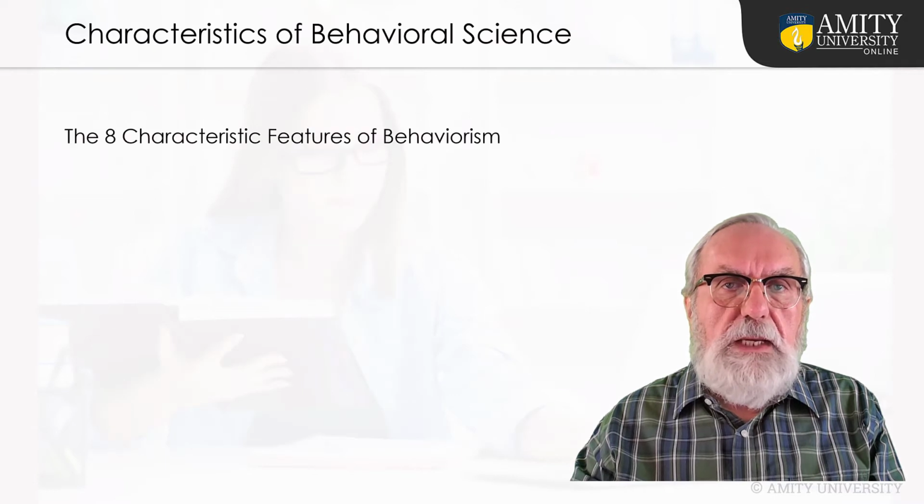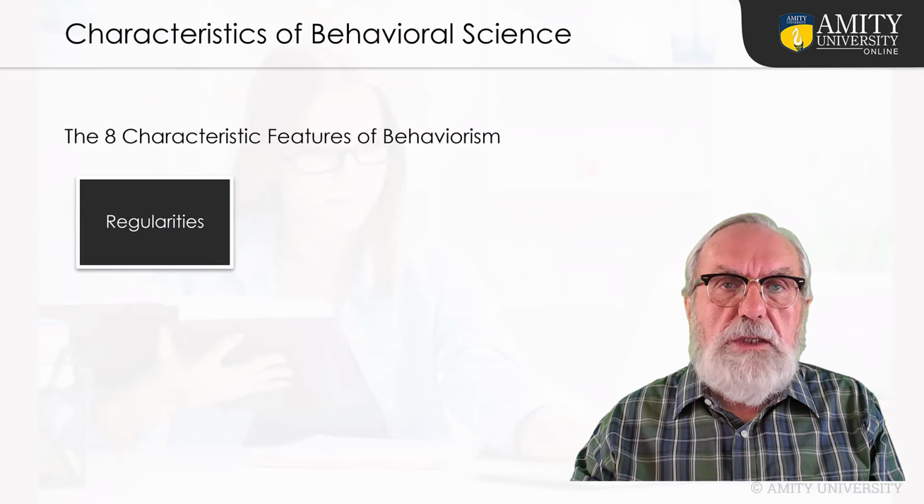The 8 characteristic features of behaviorism. First is regularities. The behavioralists hold the opinion that human behavior, despite its differences, shows some remarkable uniformities in behavior, such that can be generalized and formulated in a systematic theory. The generalizations reached can predict phenomena.